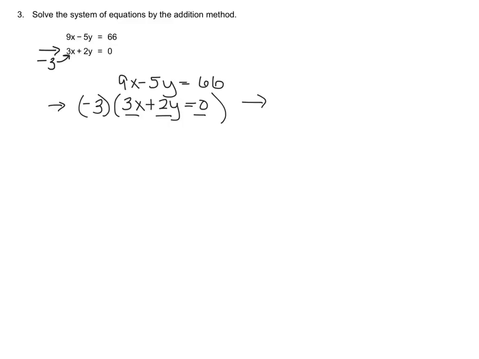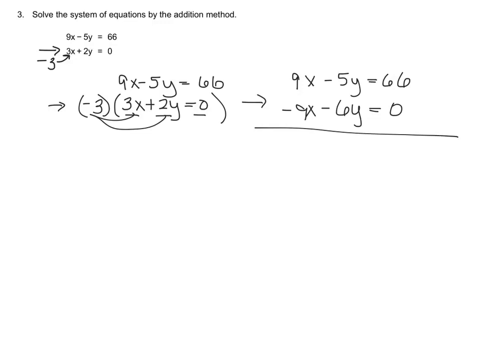When I do that, I get a -9x minus 6y equals 0, because -3 times 0 is 0. And my top equation stays the same. Now I'm going to add the equations together in order to eliminate the x. So 9x minus 9x is 0. Then a -5y minus 6y is a -11y, and that equals 66.